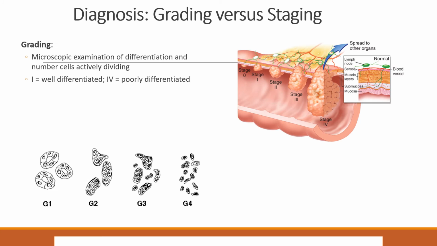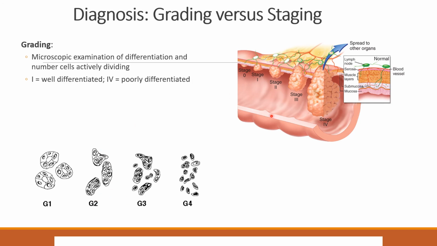So now, getting into the grading versus staging of cancer. Remember that one of the key differences between benign and malignant neoplasms was the level of differentiation. Benign neoplasms are usually highly differentiated, whereas malignant neoplasms are normally poorly differentiated. So they are highly undifferentiated, and they go through cell cycles relatively fast.